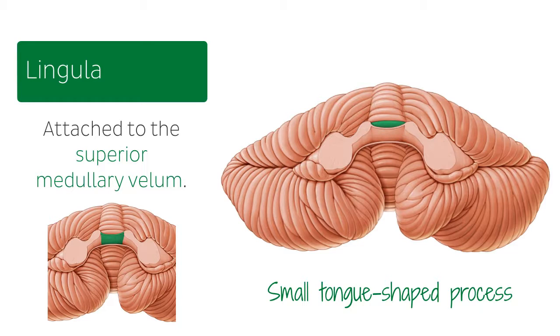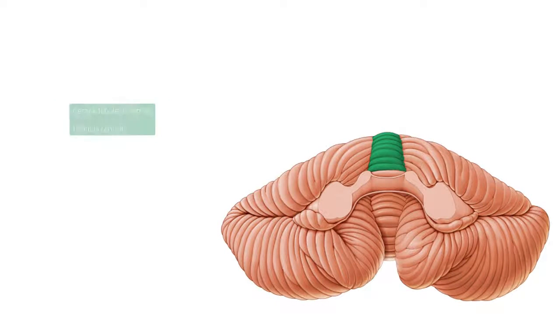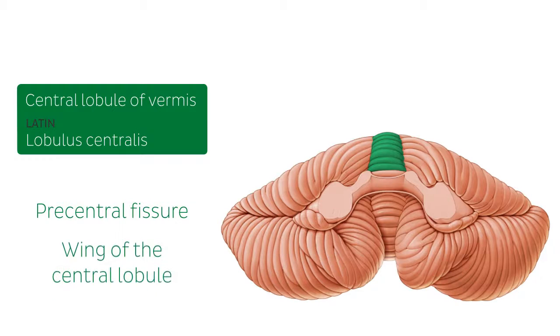Now, the superior medullary velum is the superior wall of the fourth ventricle, and you can see it here highlighted in green. Next, what we're going to be highlighting here is known as the central lobule, which is the second lobule of the upper portion of the vermis. Now, this one is a small square-shaped lobe located in the anterior cerebellar notch. It overlaps the lingula, from which it is separated by the precentral fissure, and it is related with the wing of the central lobule pertaining to the hemispheres.